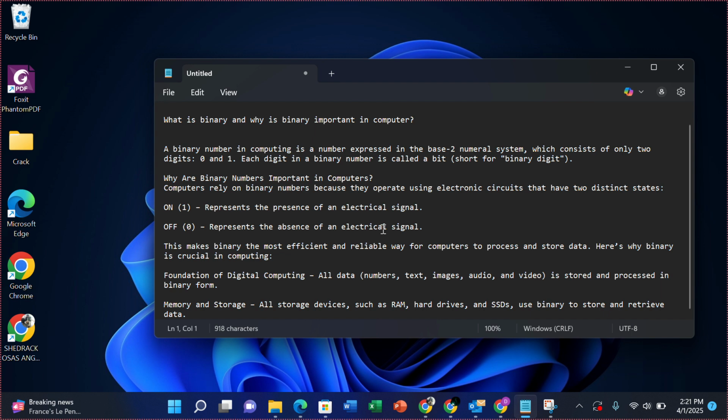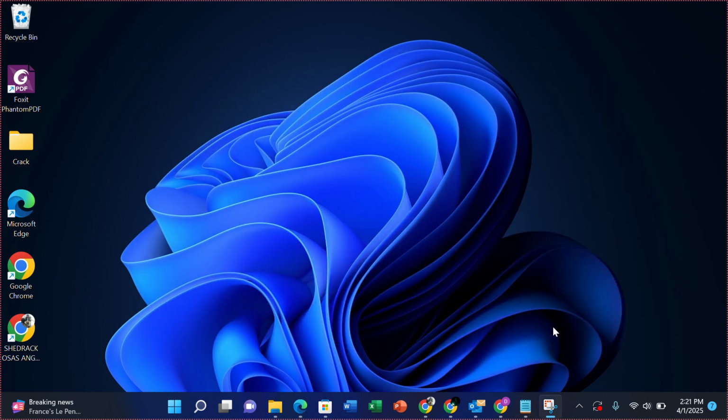And all our data, the numbers, your text, your images, your audios, your videos, they are all represented in zeros and ones. The same thing goes for your RAM, your hard drive, your SSDs. They are represented in zeros and ones. So basically, that's the importance of binary. And let's look at how to convert decimal to binary.